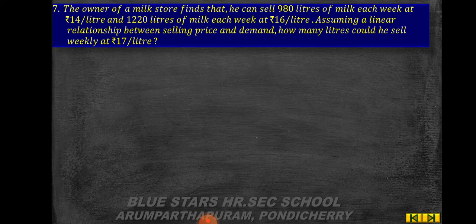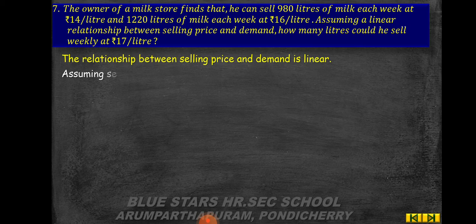Problem number 7. The owner of a milk store finds that he can sell 980 liters of milk each week at rupees 14 per liter and 1220 liters of milk each week at rupees 16 per liter. Assuming a linear relationship between selling price and demand, how many liters could he sell weekly at rupees 17 per liter?